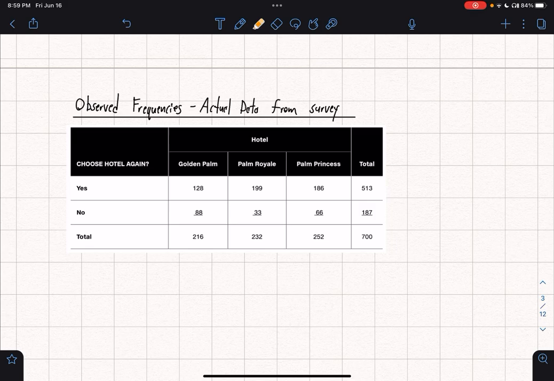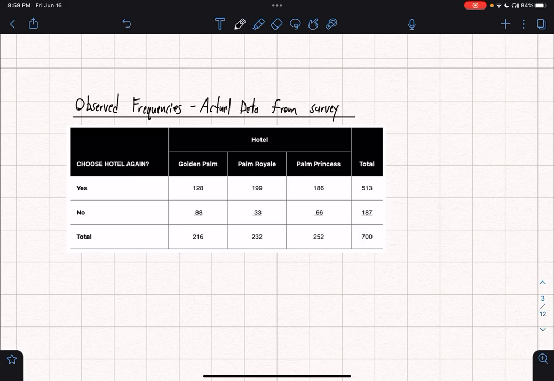It's the real data. Okay, so we can see, would you choose this hotel again? Well, you can either say yes or no. And then we'll sum that up with a total column. And then there are 3 hotels: Golden Palm, Palm Royale, Palm Princess, and then we'll sum over the total. And in total, we have 700 customers who responded.